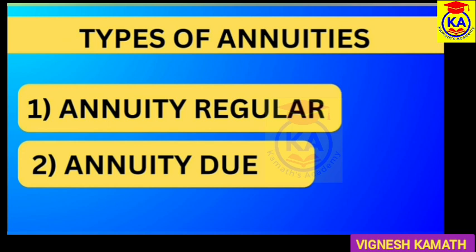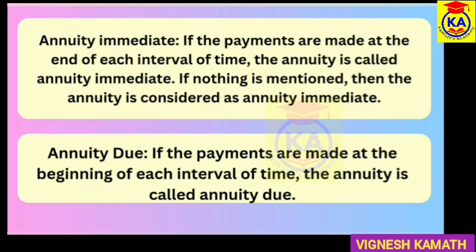First we have annuity regular. Annuity regular is also called annuity immediate, please note this. And second one is annuity due. Now we'll see the meaning. Annuity immediate: if the payments are made at the end of each interval, please mark this, end of each interval. In annuity immediate, payments are made at the end of each interval.